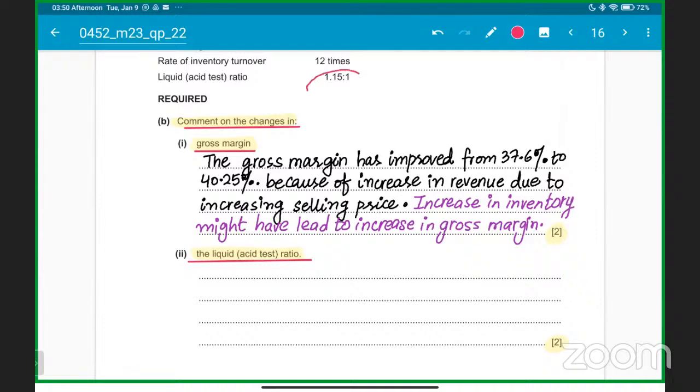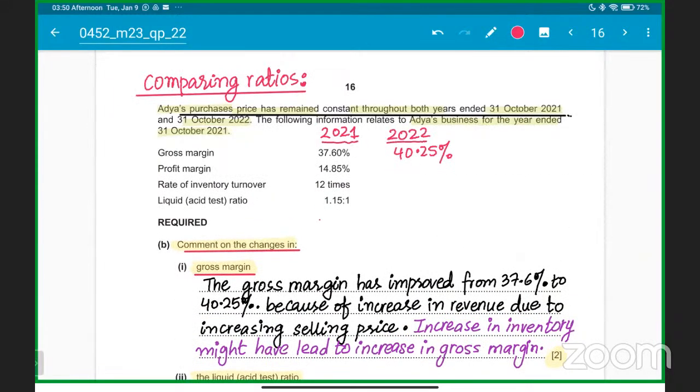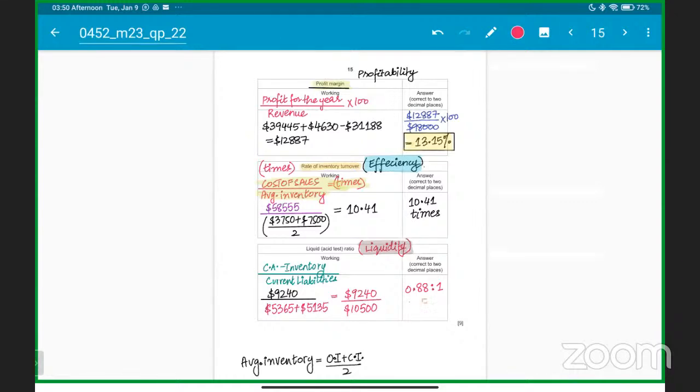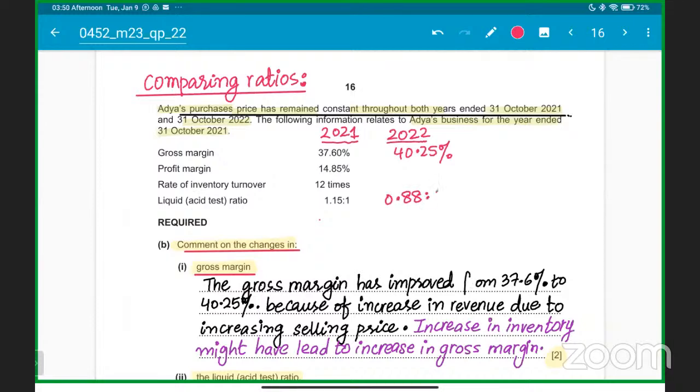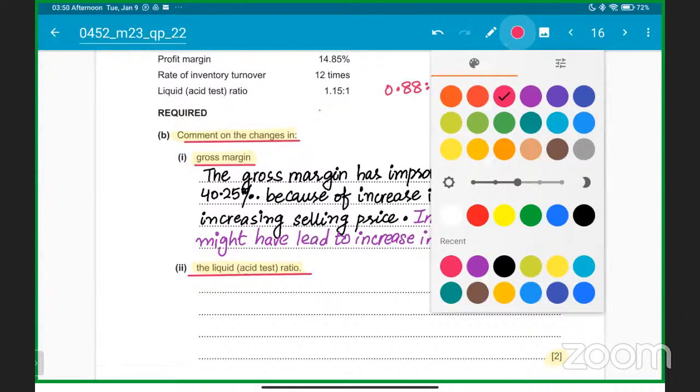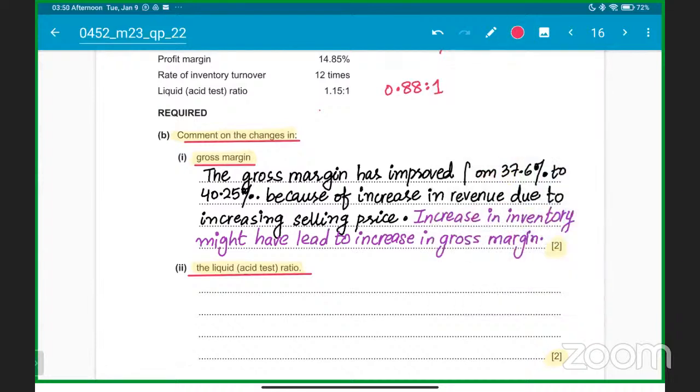So what you have to write, it was 1.15 to 1 last year, 2021. Now it is 0.88 to 1, sir. So what we can say is that the liquid test ratio has worsened, or reduced. Previously, for every one current liability, there was 1.15 current asset available to pay for it. Everyone getting it?